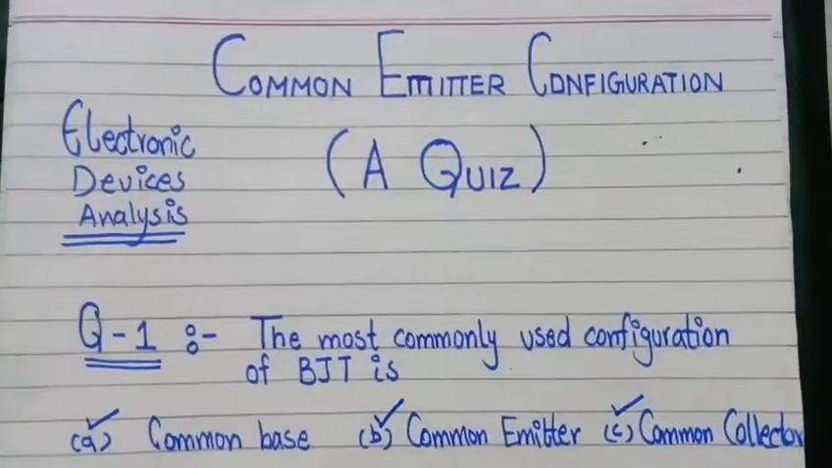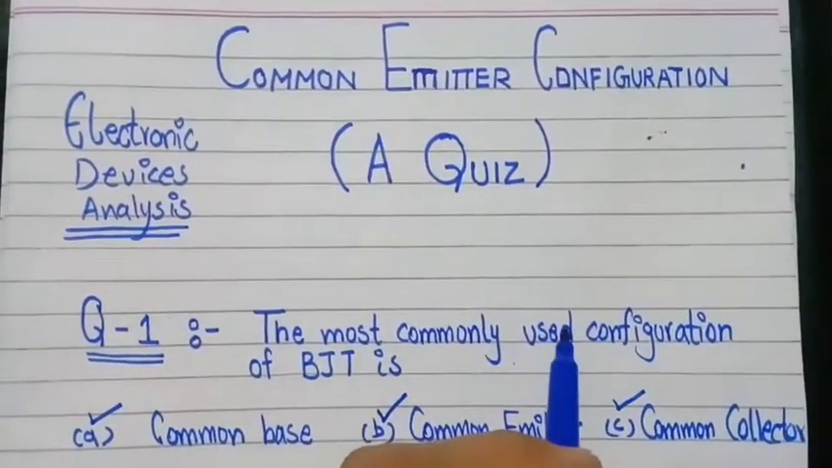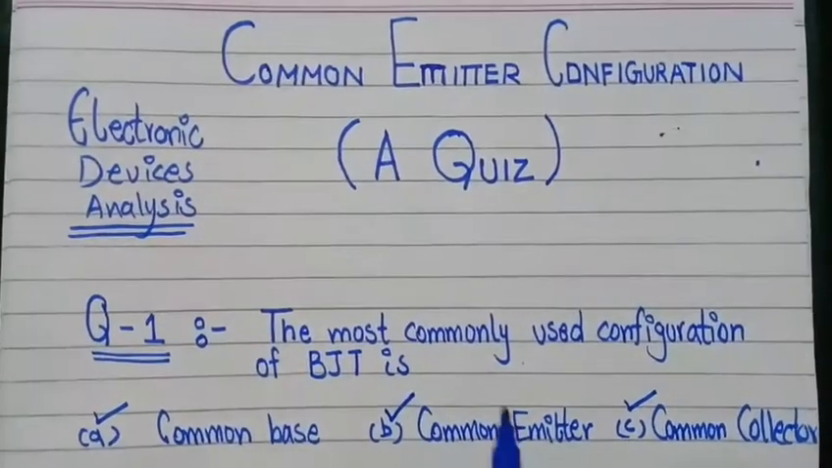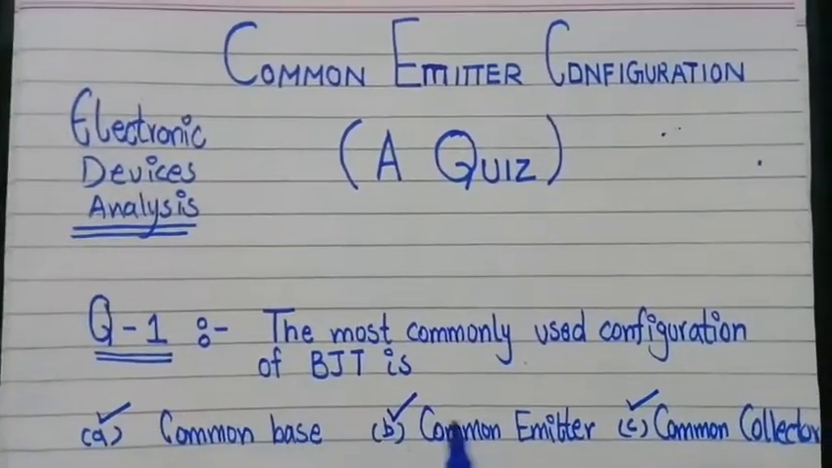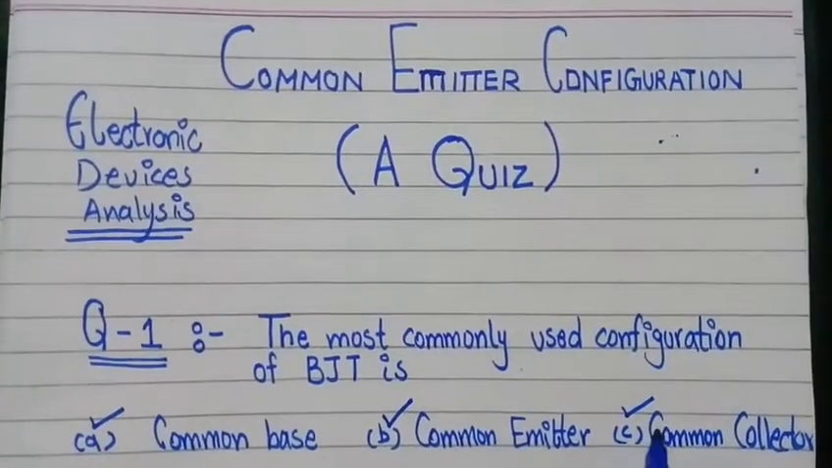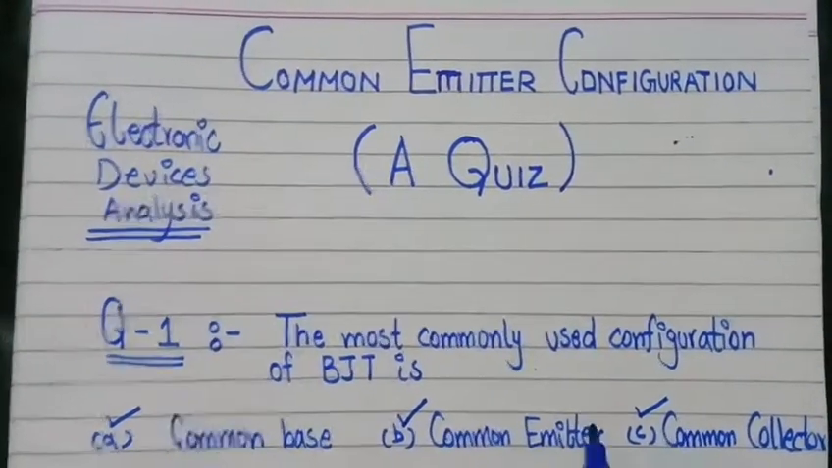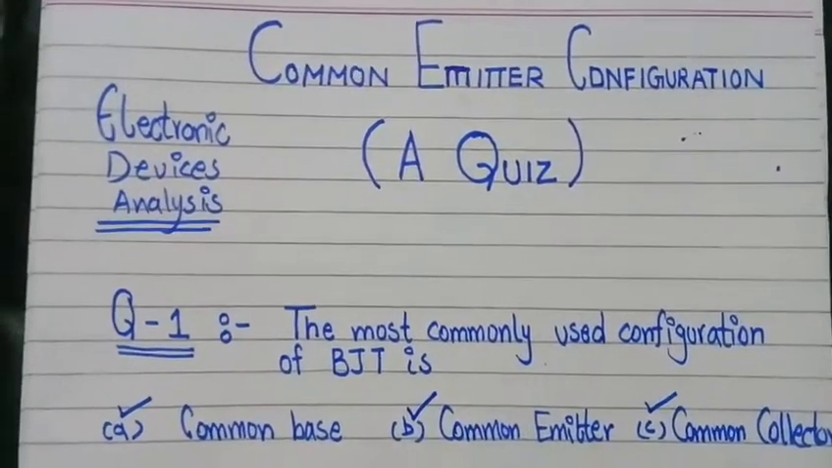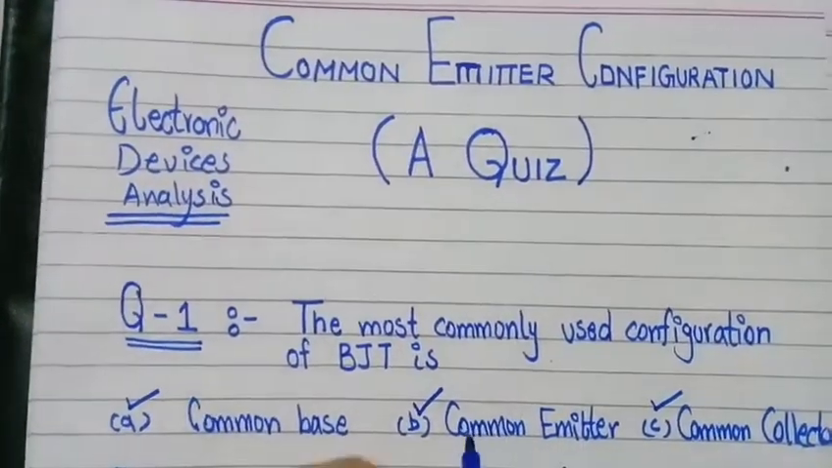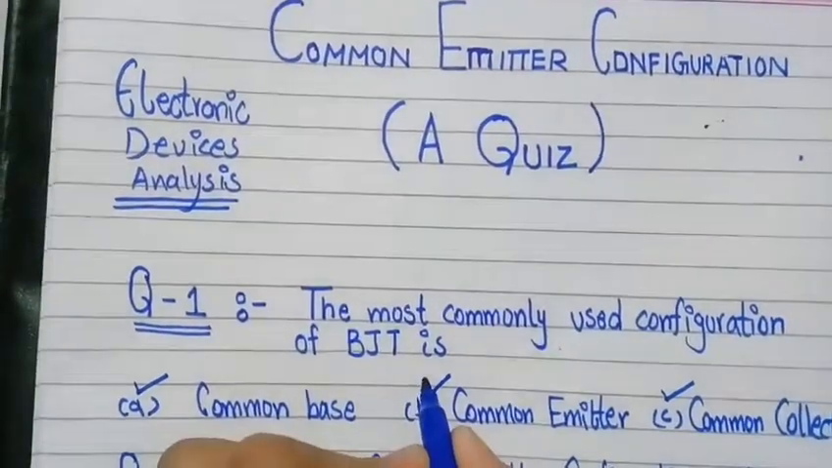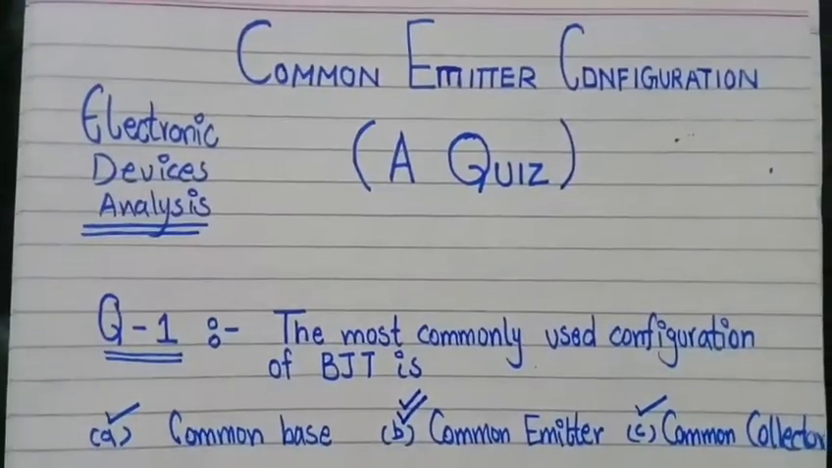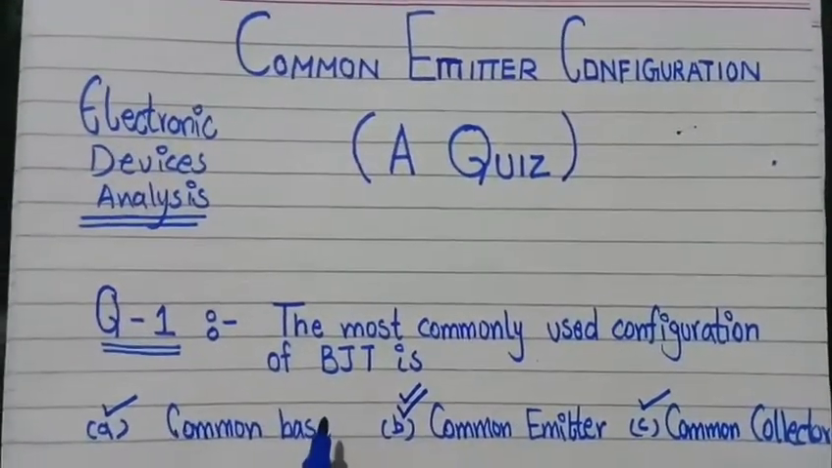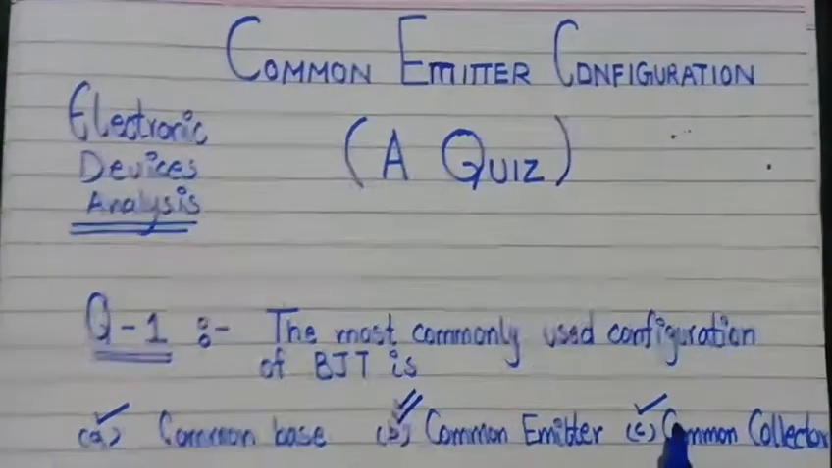The question number 1 is: the most commonly used configuration of bipolar junction transistor is common base configuration, common emitter configuration or common collector configuration. So guys, pause this video and tell me the answer of this question. So the answer of this question is common emitter configuration, because the common emitter configuration gives us gain better than the common base configuration and common collector configuration.